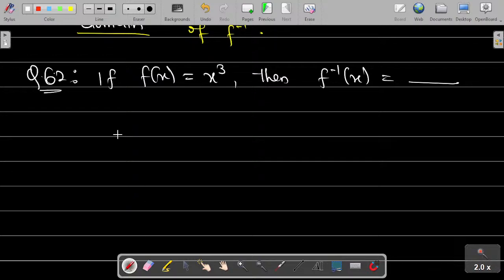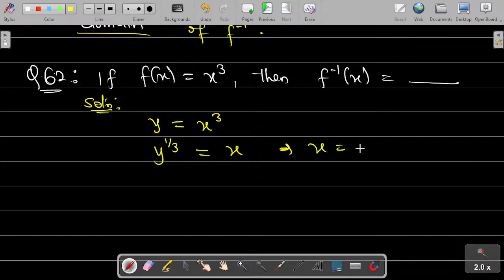Okay, so how do you do that? It takes a few steps when it comes to finding the inverse of a function. The first step is replace f of x with y, and then you have y is equal to x cubed. Then make x the subject. That's the next step. Take this cube to this side. It will be y raised to the power of 1 over 3 is equal to x. So x is equal to y raised to the power of 1 over 3. So that's the second step.